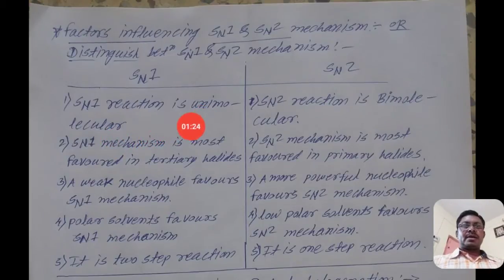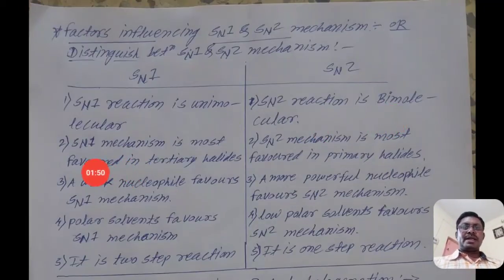Unimolecular means the rate of reaction depends on the concentration of only one reacting species. Then it is known as a unimolecular or first order reaction. The SN2 reaction is bimolecular, which means the rate of reaction depends upon the concentration of both reacting species, so it is a bimolecular or second order reaction.